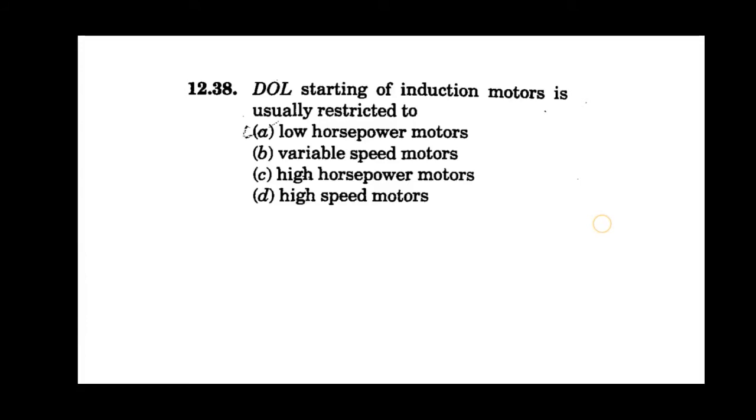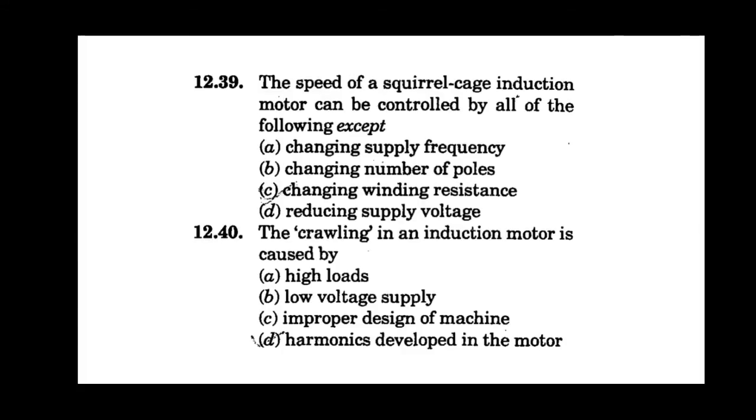In three-phase squirrel cage induction motor, rotor conductors are short circuit through end rings. In a three-phase induction motor, the number of poles in the rotor winding is always more than the number of poles in stator. Dual starting of induction motors is usually restricted to low horsepower motors.